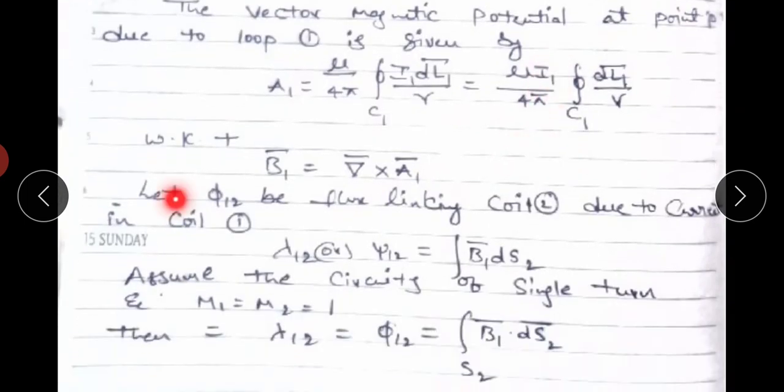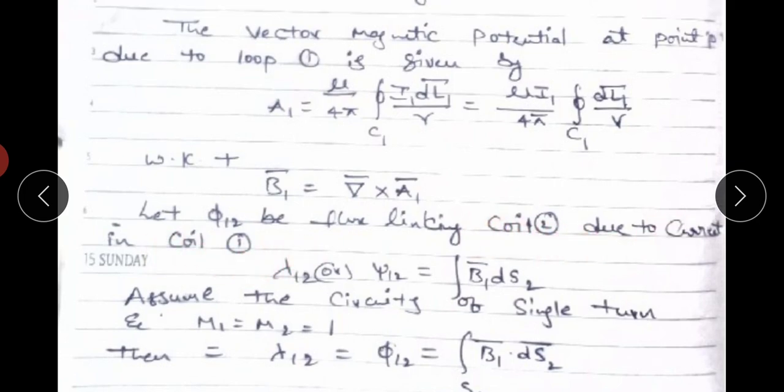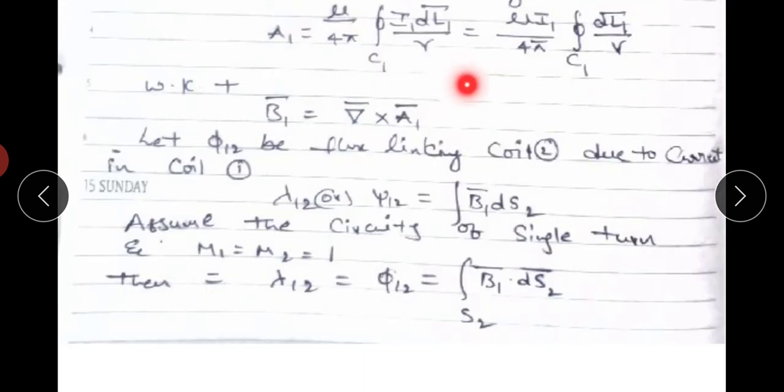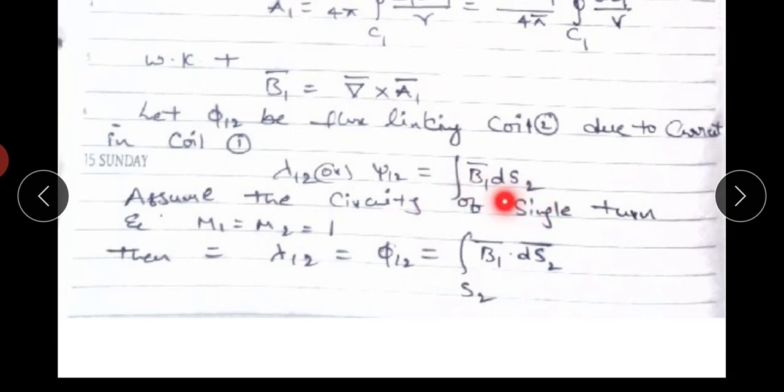Next, let phi 1 be the flux linking coil 2 due to current in coil 1. This is coil 1 flux and it links with circuit 2 or coil 2, and the flux linkages lambda 12 or psi 12 equals number of turns into magnetic flux. Assume here number of turns equals 1. First coil number of turns equals 1, second circuit number of turns equals 1. So the flux phi 12 equals surface integral B1 bar dot ds2 bar.